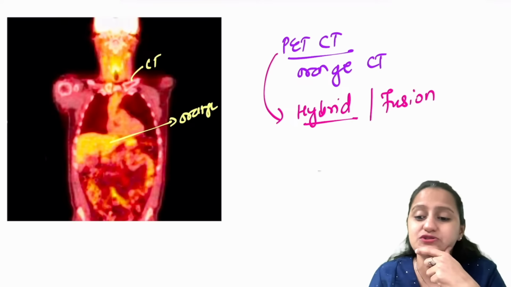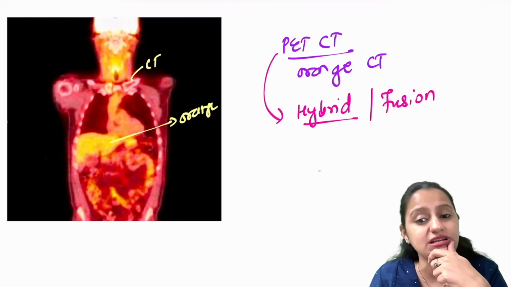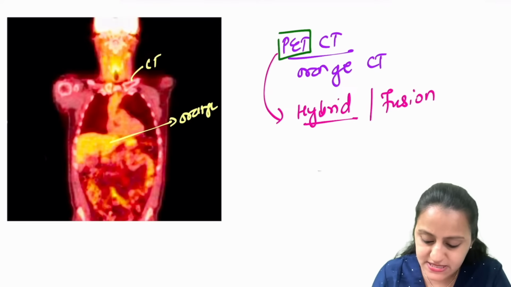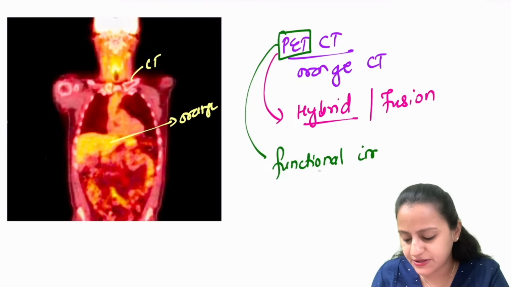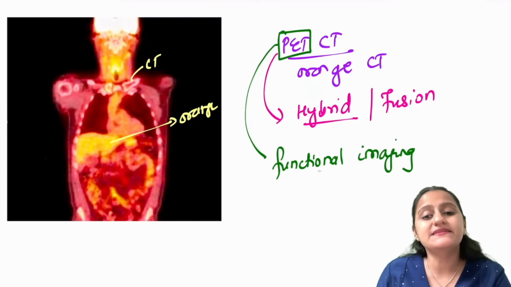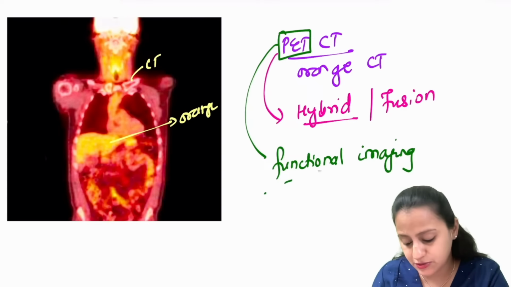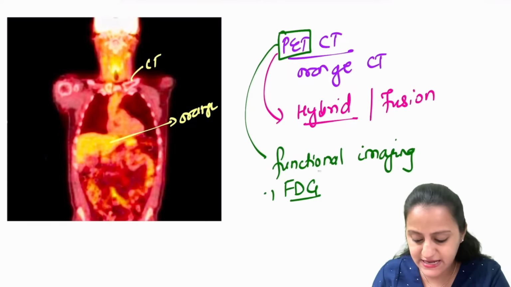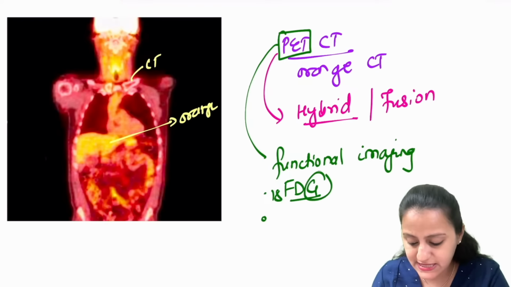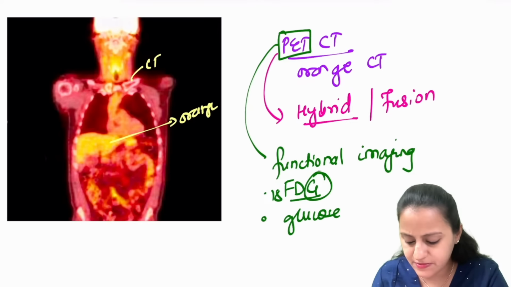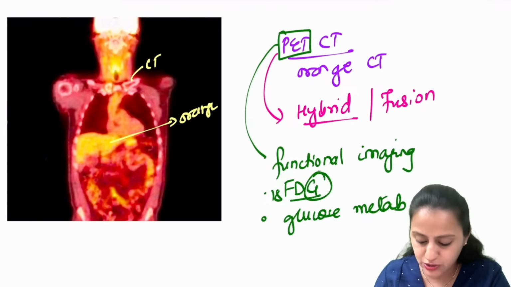This question has also been asked in exam. Out of PET and CT, which is the functional imaging? PET is an example of functional imaging. So PET basically uses FDG, 18-FDG, fluoride with deoxyglucose. So basically it is based on what metabolism? Glucose metabolism. The FDG PET is based on glucose metabolism.